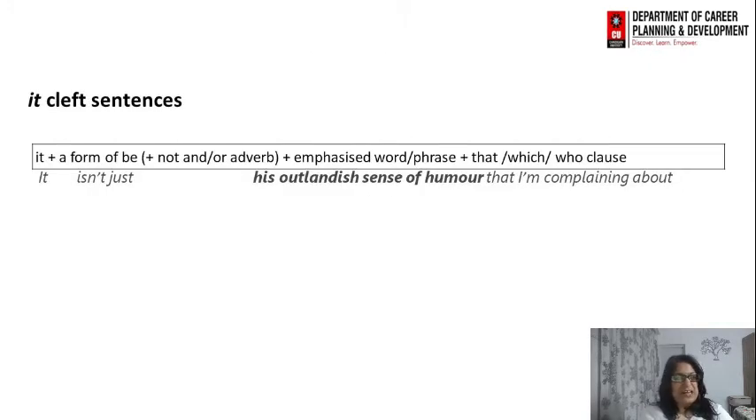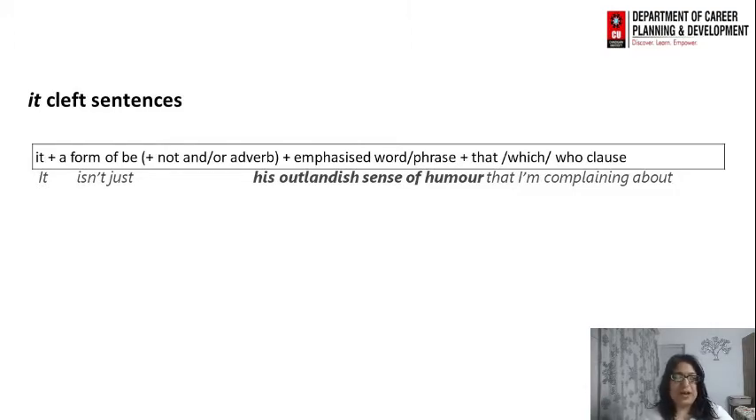Now let's see the structure used in a cleft sentence. Well, cleft sentences have the following structure that you can see on the screen. It isn't just his outlandish sense of humor that I am complaining about. So his outlandish sense of humor is in bold, right? So that is the part being emphasized.